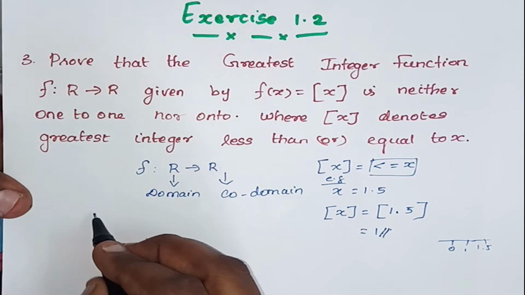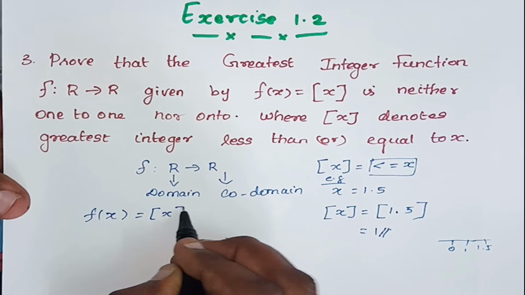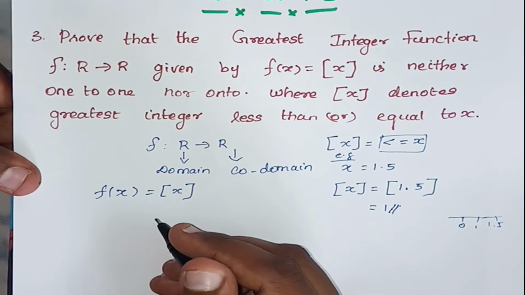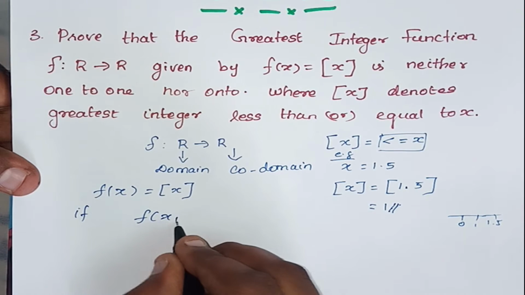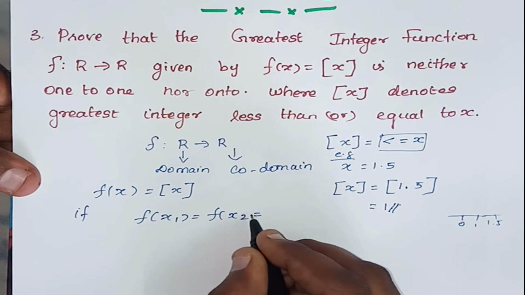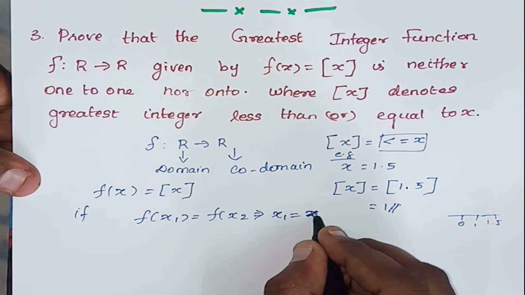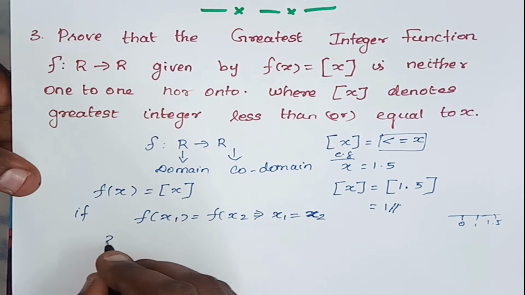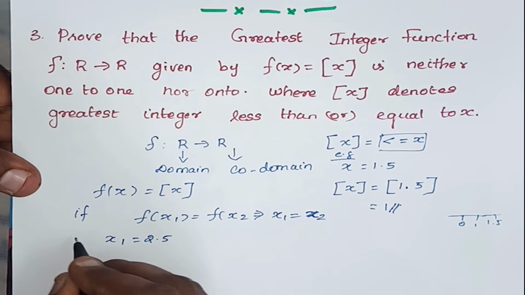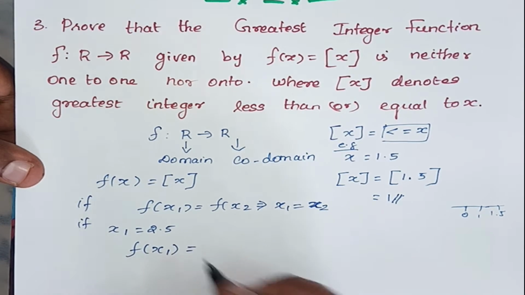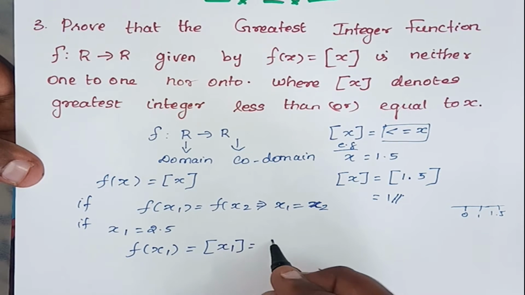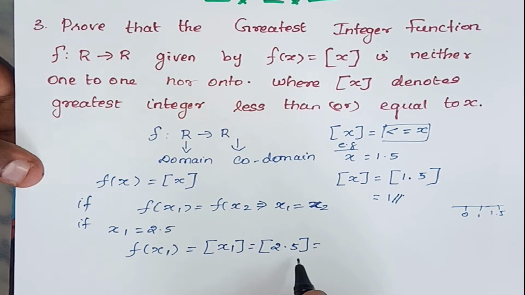So now we need to prove that f of x is equal to the square bracket of x, and that this function is neither one-to-one nor onto. For one-to-one, we need to prove that f of x1 equals f of x2 gives x1 equals x2, right? So I am taking x1 equal to 2.5. What is f of x1? f of x1 is nothing but the square bracket of x1, the square bracket of 2.5. The number should be less than or equal to 2.5, so that is obviously 2, right?